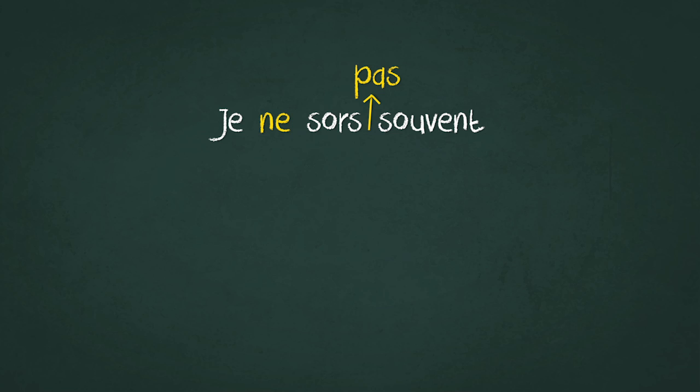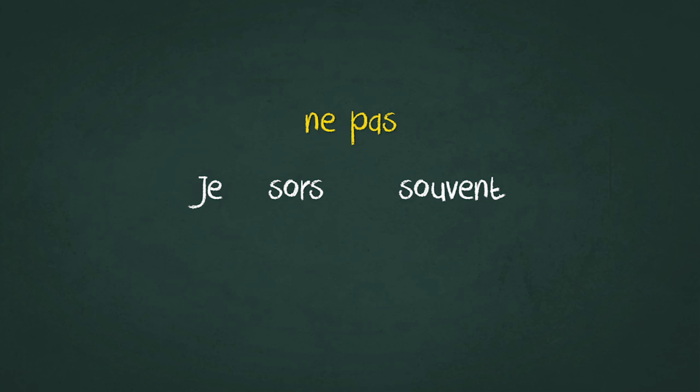Okay, so you need to remember that my negative will always be made up of two words, and those two words are now going to go around the active part of the verb, and if your verb is made up of one word, then that is where your negatives will go. Je ne sors pas souvent.